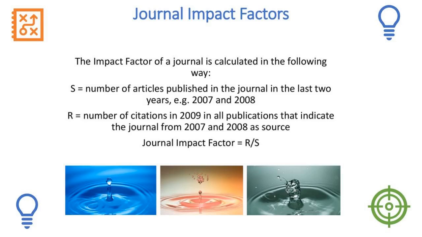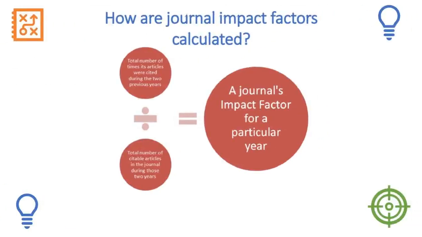And that will give us an impact factor for 2009 as we look at that particular journal and we assess it. Here you go in a graphical way: the number of articles cited during the previous 2 years divided by the number of citable articles in the journal during those 2 years. And that's how a journal impact factor is calculated.